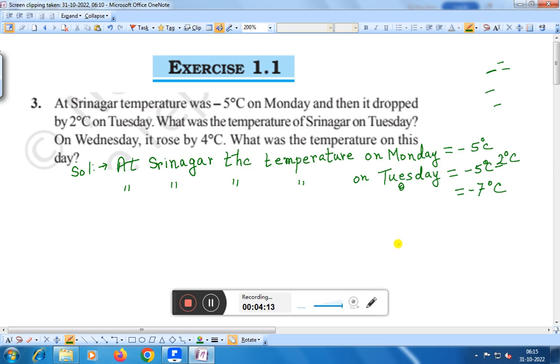Now, on Wednesday, it rose by 4 degrees centigrade, right? Therefore, at Srinagar, the temperature on Wednesday is equal to the temperature on Tuesday, which was minus 7 degrees centigrade, and it rose by 4 degrees centigrade on Wednesday, therefore plus 4 degrees centigrade.